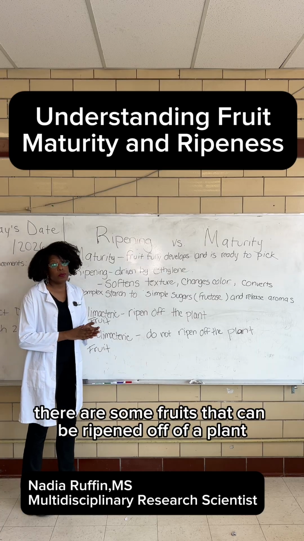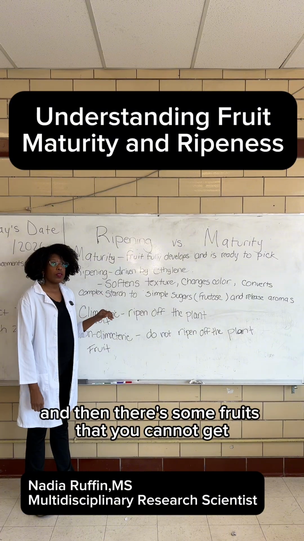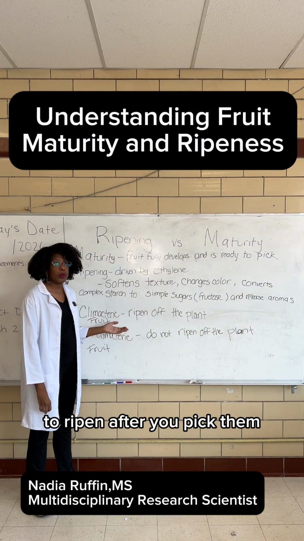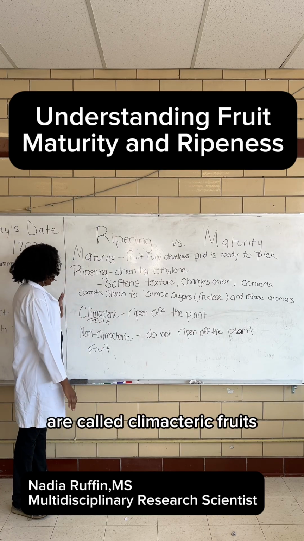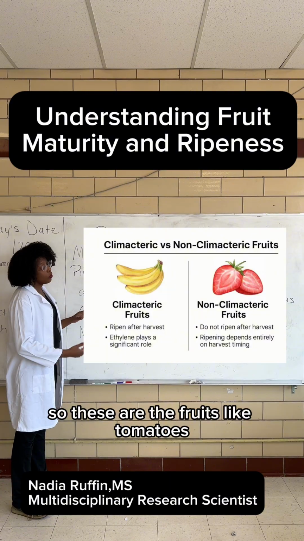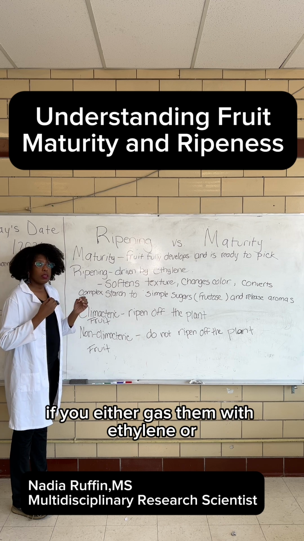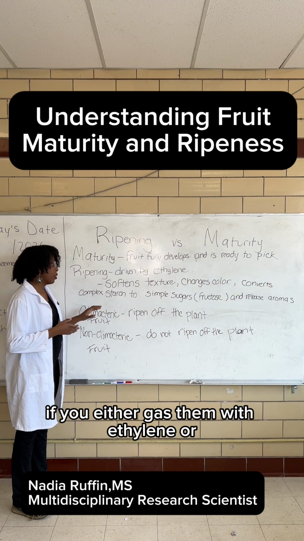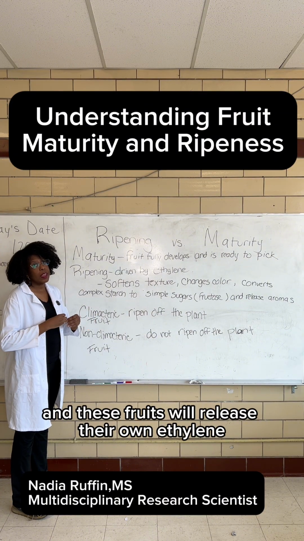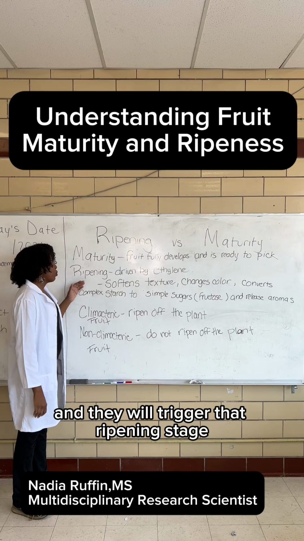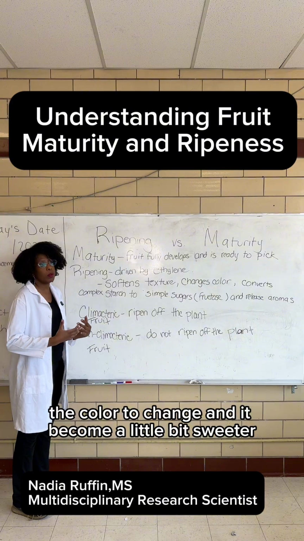There are some fruits that can be ripened off of a plant, and some fruits that you cannot get to ripen after you pick them. If you pick them too early, they're just not going to ripen. The ones that can be ripened off the plant are called climacteric fruits. These are fruits like tomatoes, bananas, peppers. You can gas them with ethylene, or in a banana's case, put it inside a brown paper bag, and these fruits will release their own ethylene and trigger the ripening stage. It will cause the tissues to soften, the color to change, and it becomes a little bit sweeter.